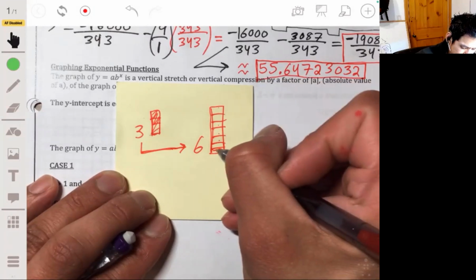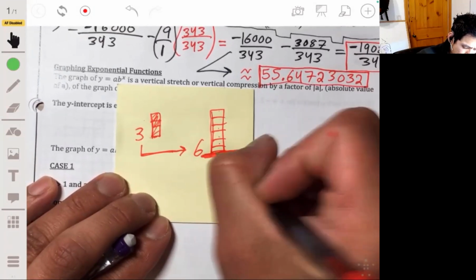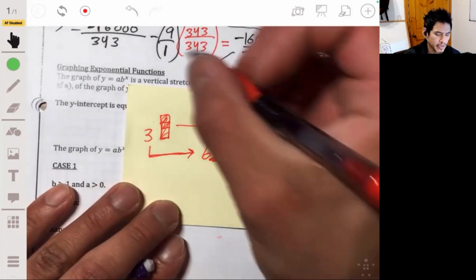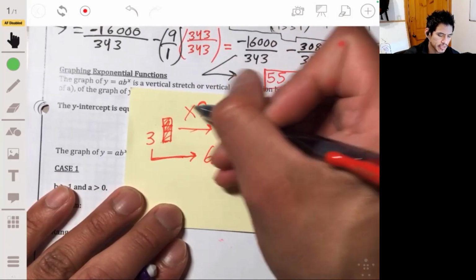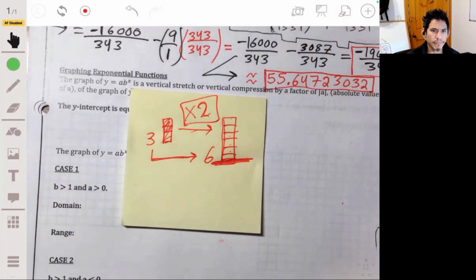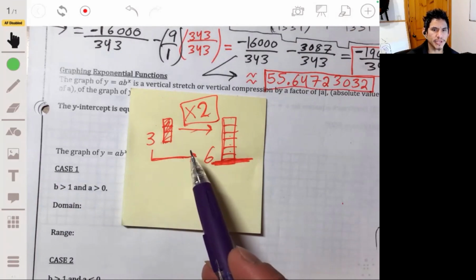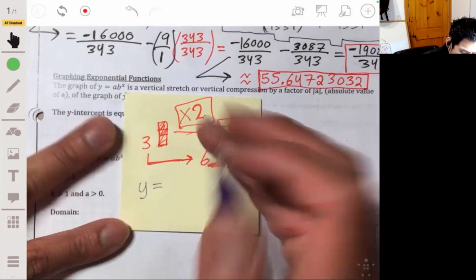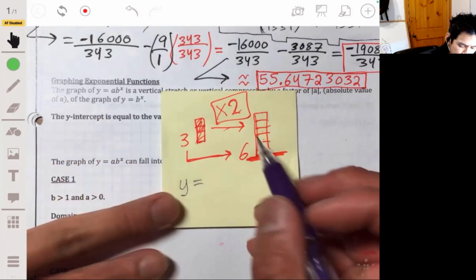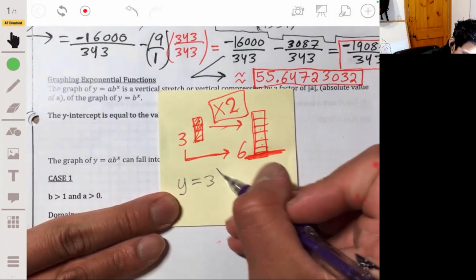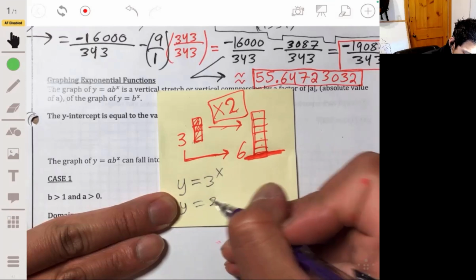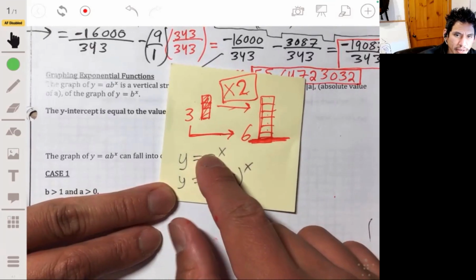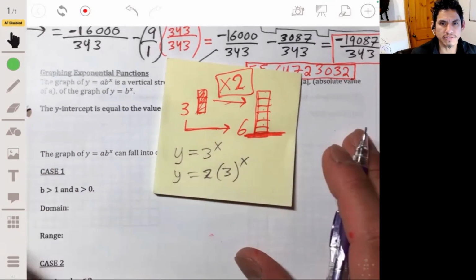That's not 1, 2, 3, 4, 5. Ignore this, this is actually the surface of the building. So 1, 2, 3, 4, 5, 6. And so what are you doing? Geometrically speaking, you're stretching this by a factor of 2. You can think of this as multiplying, but when you have y equals a times b to the x versus b to the x, so y equals 3 to the x versus y equals 2 times 3 to the x, you're basically changing this equation by stretching it vertically by a factor of 2.